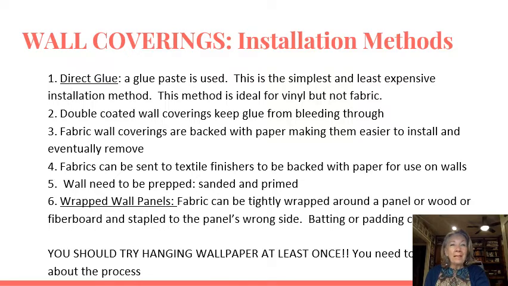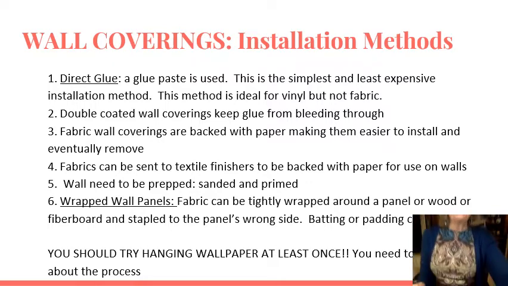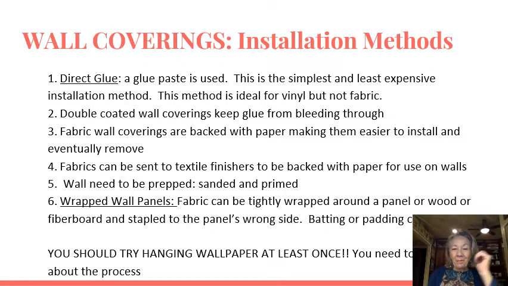Wrapped wall panels, number 6: you can take fabric and tightly wrap it around a panel or a piece of wood or a fiberboard and staple it to the panel's wrong side, and you can certainly add batting or padding to that and then put up those panels on the walls, which might be an interesting way of doing it. But as I mentioned before, you certainly should try doing this yourself at least once. You need to know a little bit about this process before you can recommend it to your clients and before you're actually buying wall coverings for your clients.